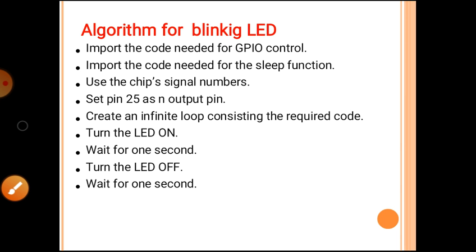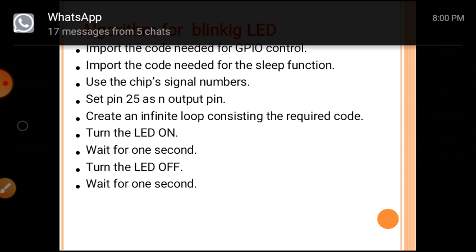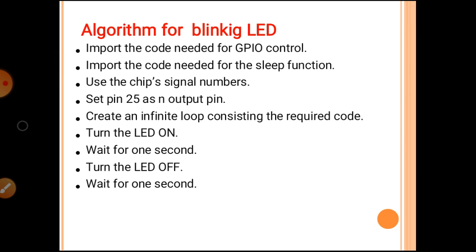Algorithm for blinking LED. Import the code needed for GPIO control. Then import the code needed for the sleep function, that is the time function. Next, use the chip's pin numbers. Then set pin 25 as an output pin. Create an infinite loop consisting of the required code. Then turn the LED on. Wait for 1 second. After that, turn the LED off and wait again for 1 second. This is the algorithm for blinking an LED.